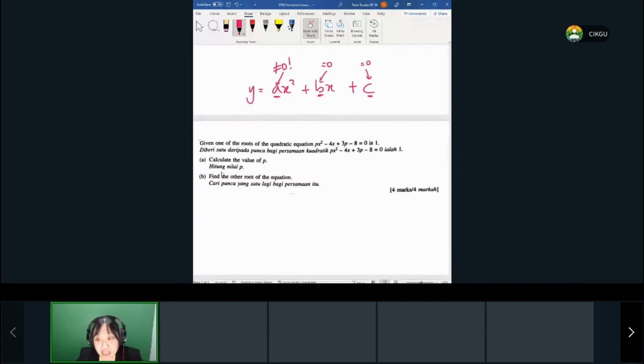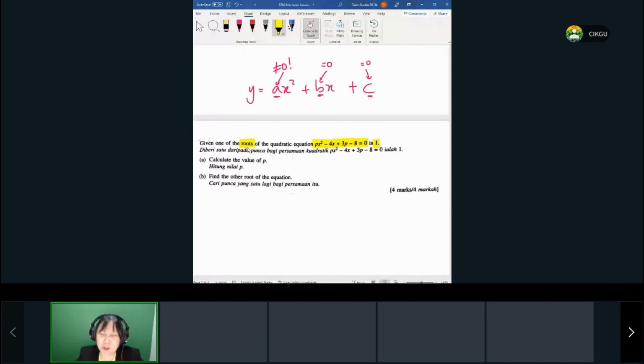I will do type 1 question first, which is solving. Read the question here. Given that... okay guys, keywords come out already. Roots. If you know, you can suggest in the chat: what is the meaning of this word root? Quite a number of students don't know what it means. Given that one of the roots of the quadratic equation is 1. What is the meaning of roots?